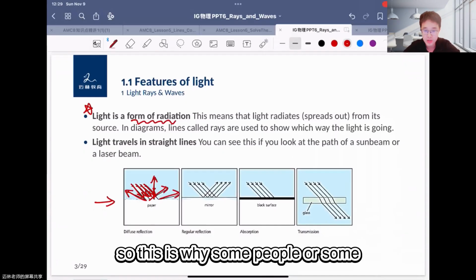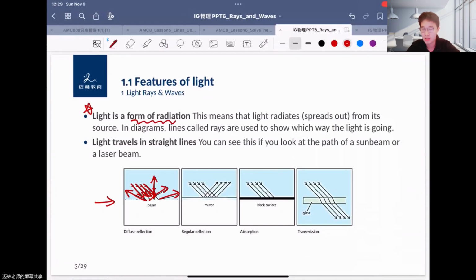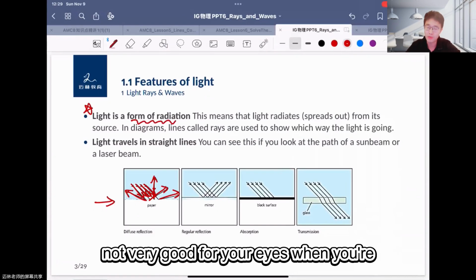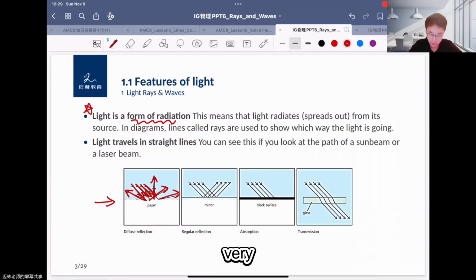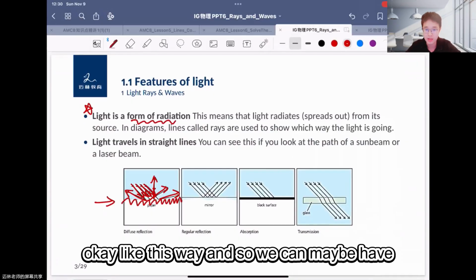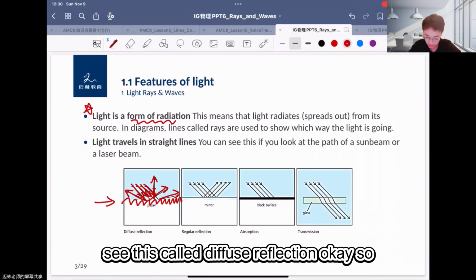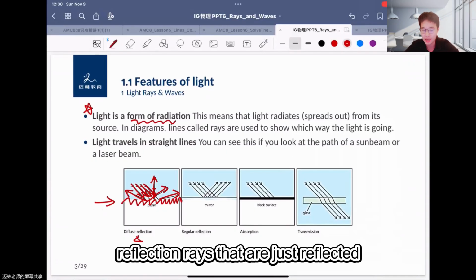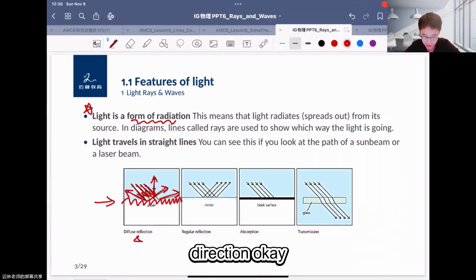This is why some people or some professors will tell you that it's not very good for your eyes when you're looking at books under the sunshine. That's because the paper is not very smooth, so the light can be reflected everywhere. This is called diffuse reflection. That means the rays are reflected into different angles and different directions.